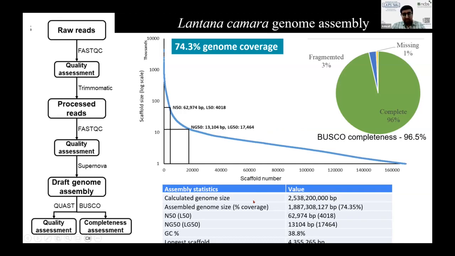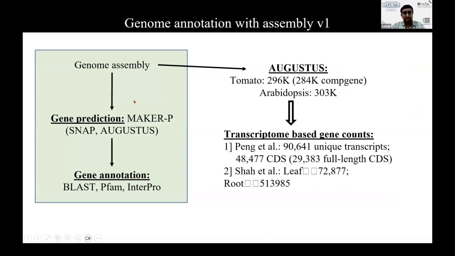And there were around 169,000 scaffolds which were used for further annotation. So annotation typically goes through tools like MAKER and gene annotation using BLAST and PFAM. So we used a gene prediction tool called Augustus, with gene prediction models using Tomato and Arabidopsis as models.